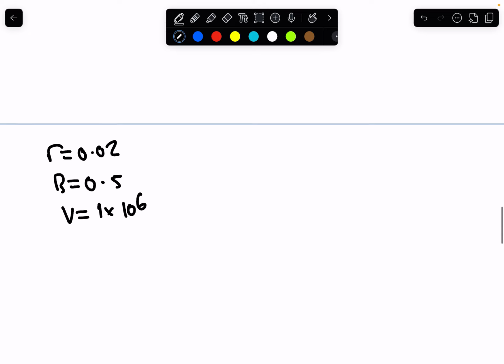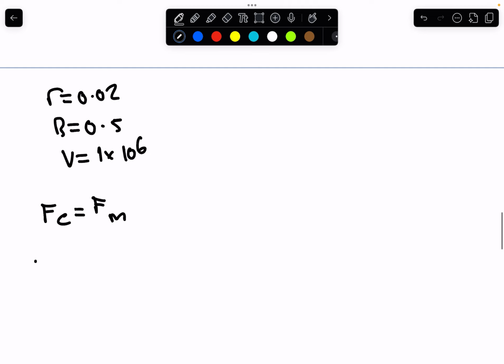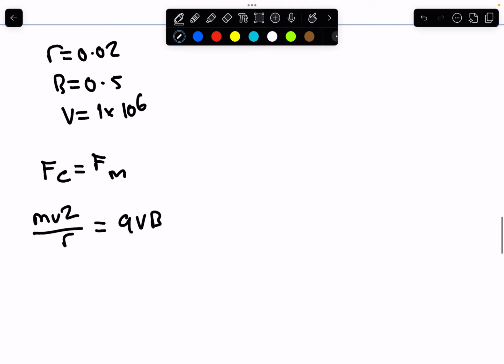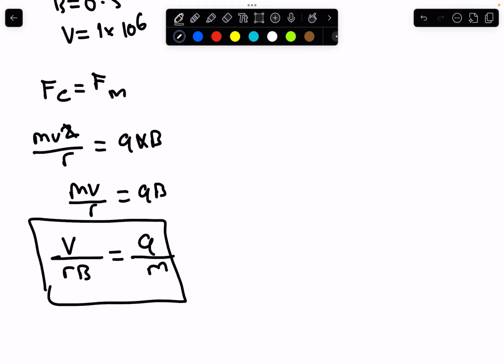Let's derive it. Since we know Fc equals Fm, we can write mv squared divided by r equals qvB. Since v cancels with the square, we get mv over r equals qB. And it is simply v over rB equals q over m. And that is the equation for the charge to mass ratio.